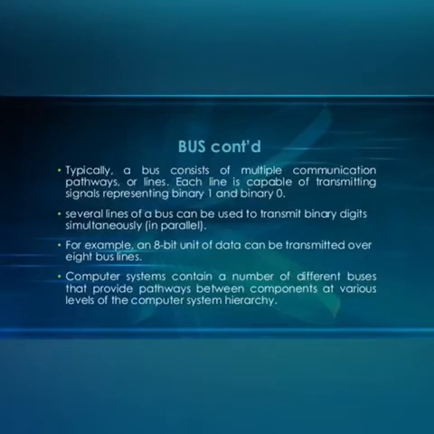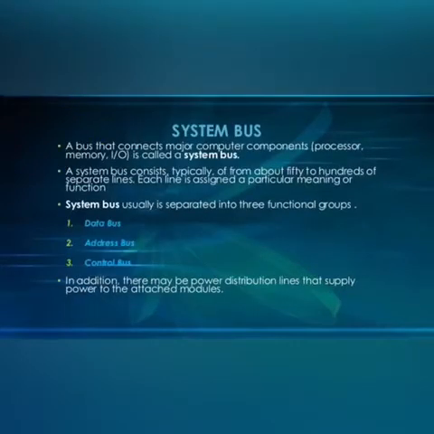Typically, a bus consists of multiple communicating pathways or lines. Each line is capable of transmitting signals representing binary 1 and binary 0. Several lines of a bus can be used to transmit binary digits simultaneously in parallel. For example, an 8-bit unit of data can be transmitted over 8 bus lines. Computer systems can contain a number of different buses that provide pathways between components at various levels of the computer system hierarchy. Now let's talk about the system bus.